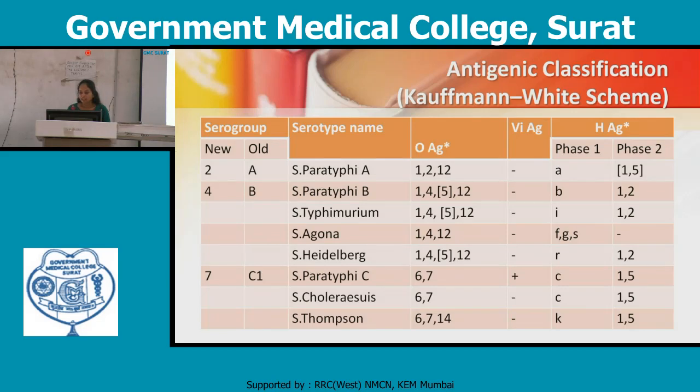In S. choleraesuis serotype, O antigen is 6, 7 as present in S. paratyphi C. Vi antigen is absent and H antigen phase 1 is c. In phase 2 it is 1 and 5. In S. Thompson, O antigen is 6, 7 and 15. Vi antigen is absent. In H antigen, phase 1 is k and phase 2 is 1 and 5.